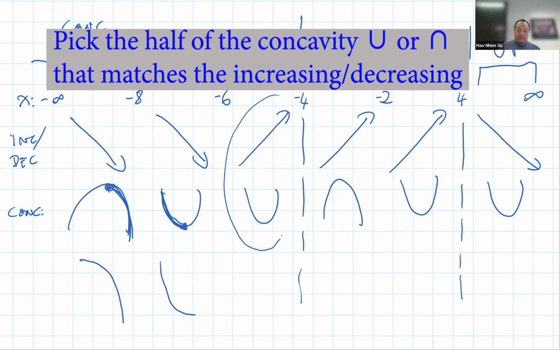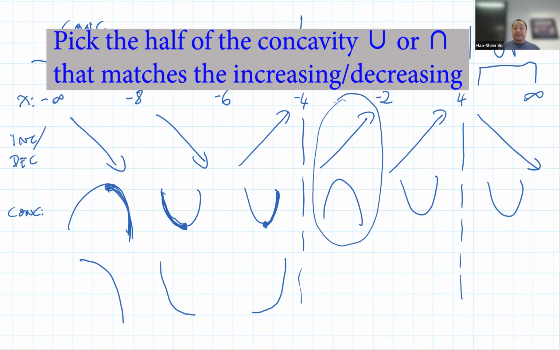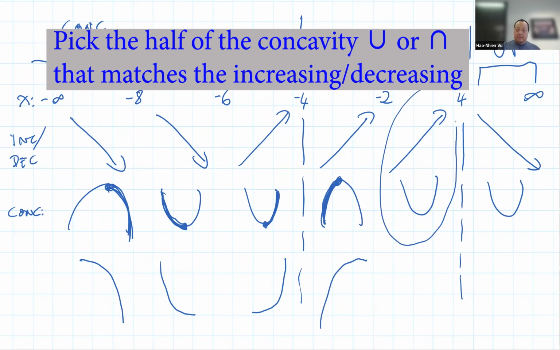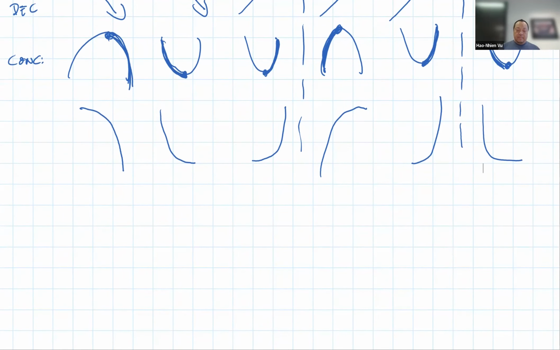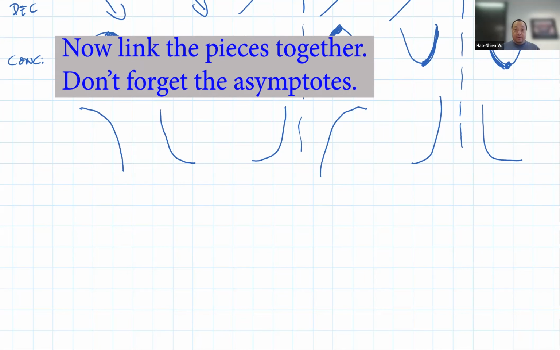Next piece, increasing and concave up, looks like this piece. Increasing and concave down. Increasing and concave down looks like this half. Increasing and concave up, so it looks like this. And finally, decreasing and concave up. I have all my pieces. Now I link them together.